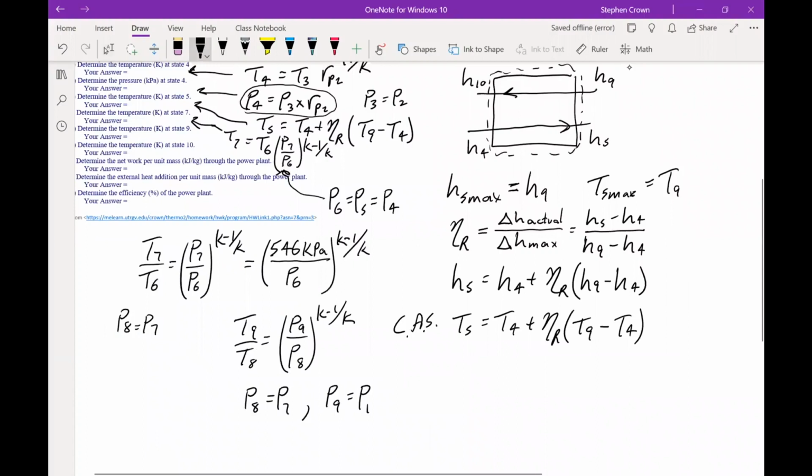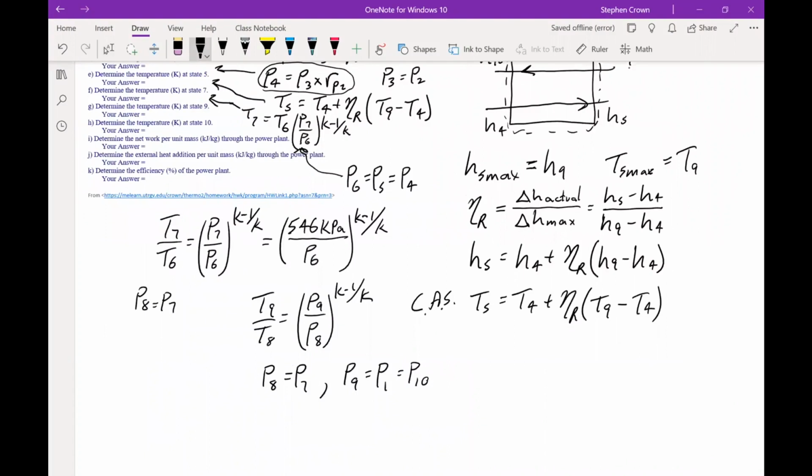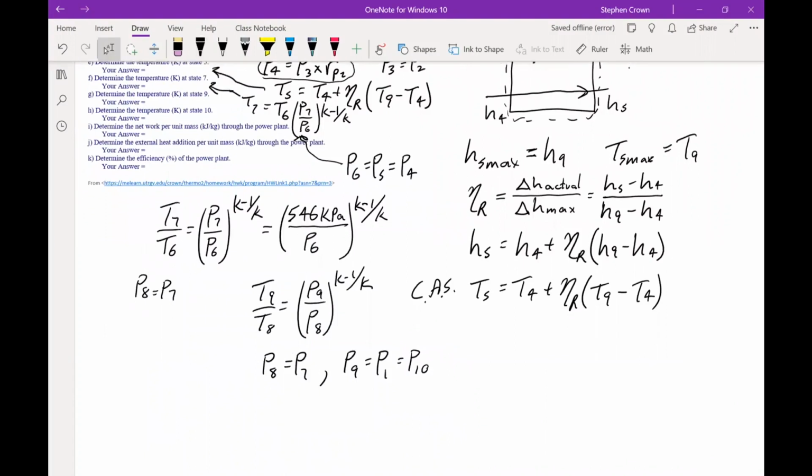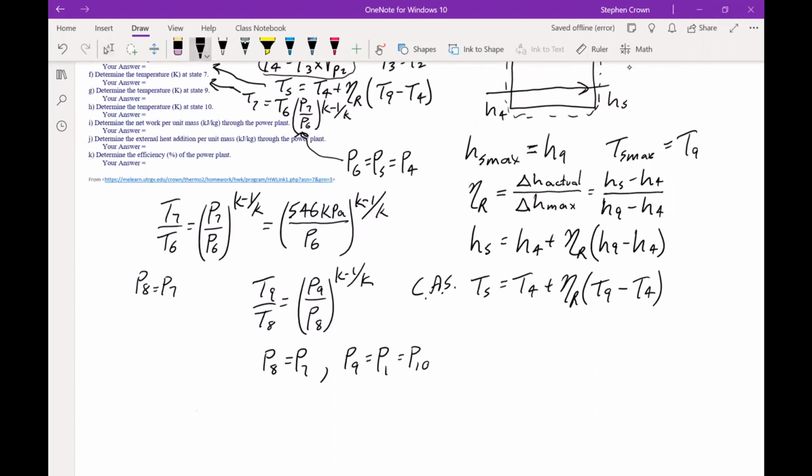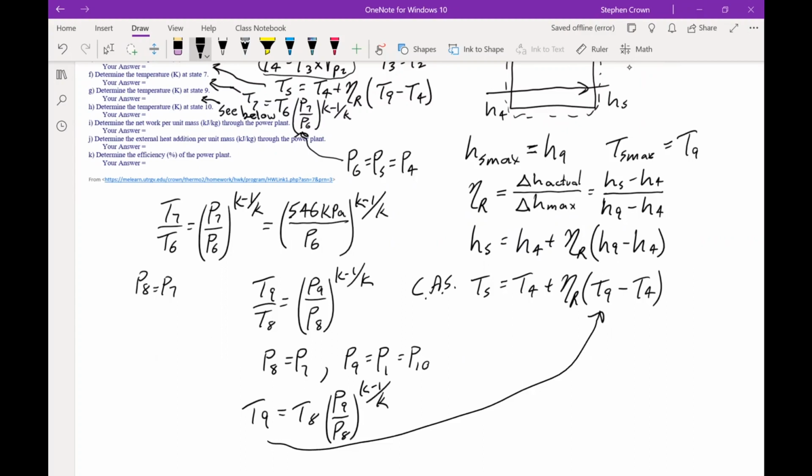So we put those two known values in now, and we can calculate the value for T9. So T9 equals T8 times P9 over P8 to the K minus 1 over K. Again, those values are known now. And so now we can put that T9 into this expression here, and we can go back and get a value for T5.